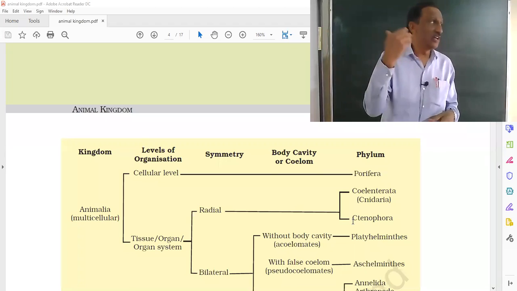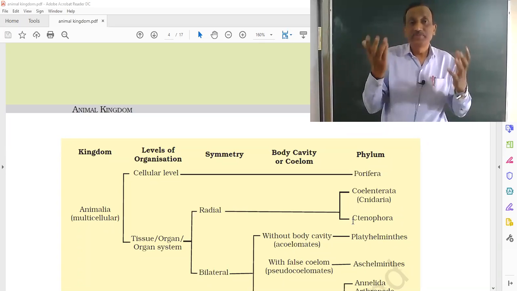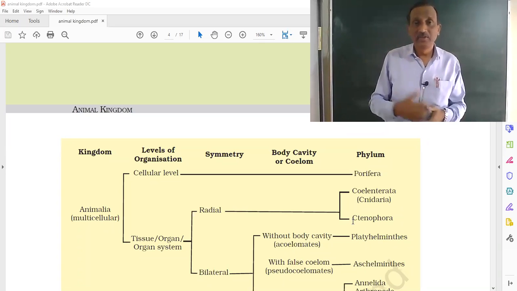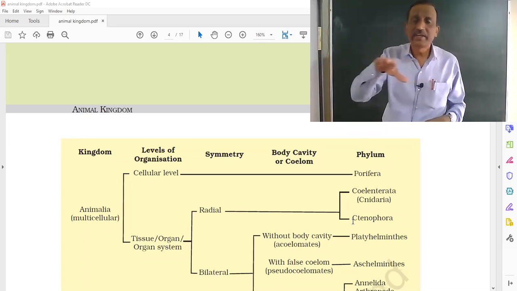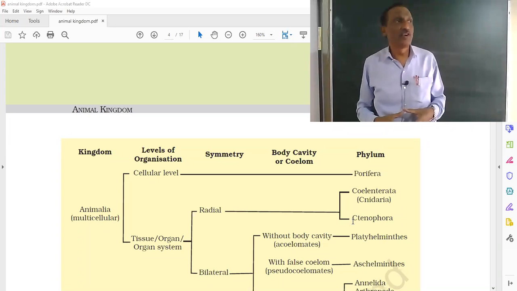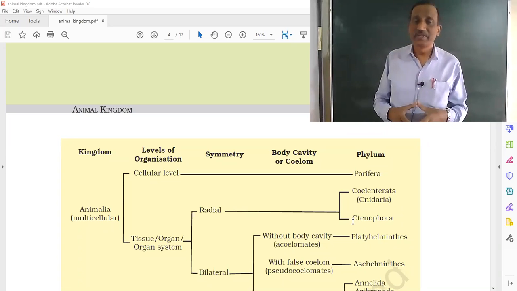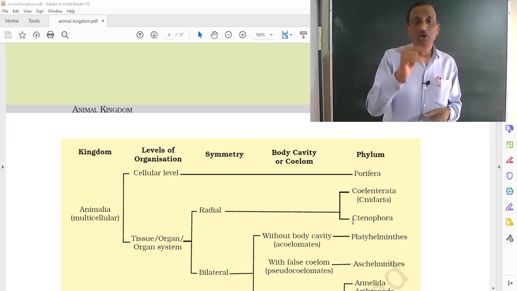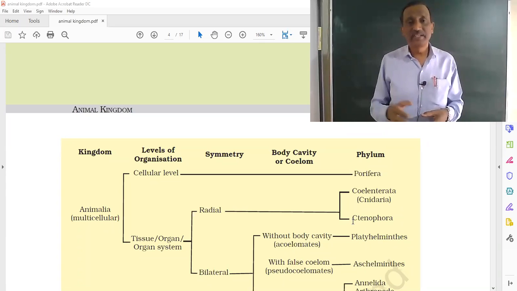Would be symmetric, out of question. They will coelom, out of question, because for coelom you need at least 3 germinal layers. They do not have that. So just get rid of that, and we have categorized one category, Porifera only, having only cellular level of organization. Then tissue, organ and organ system are further broad.